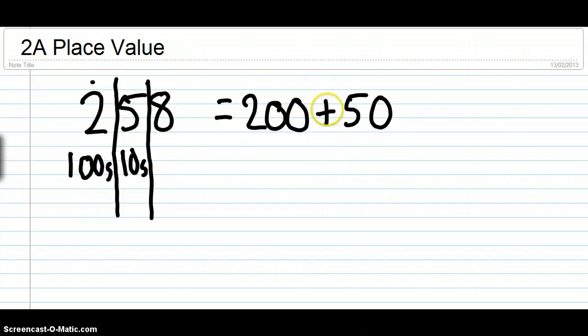I'm adding up all the values in this number. Lastly we've got an 8, and this column represents ones. So I've got 8 ones in this column. I'll add those over here as well. So in this number I've got 250 plus 8. 258 we call it.